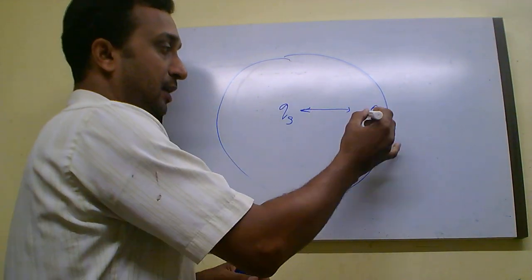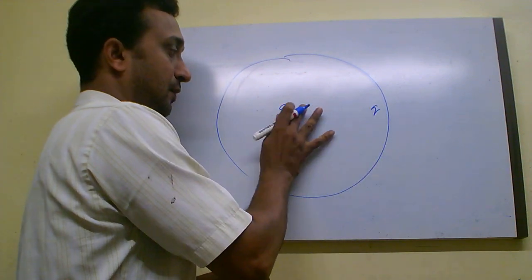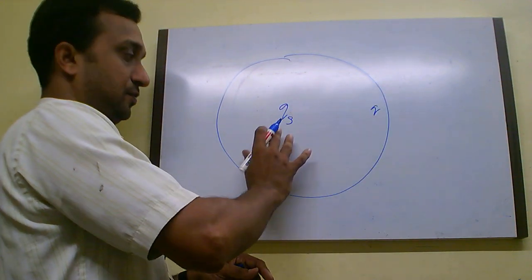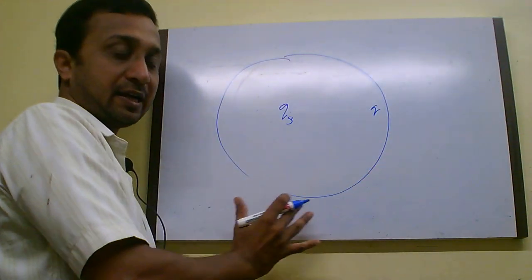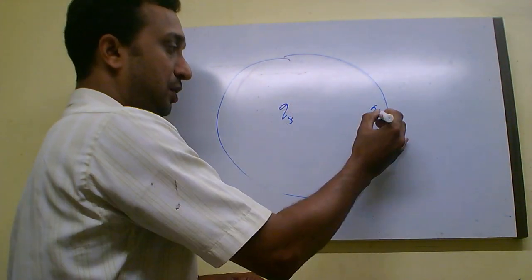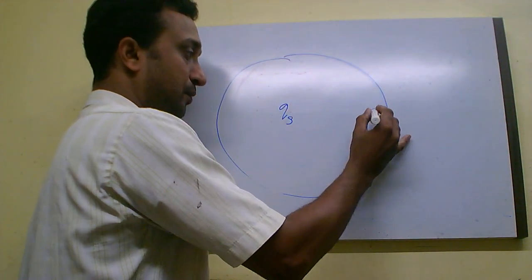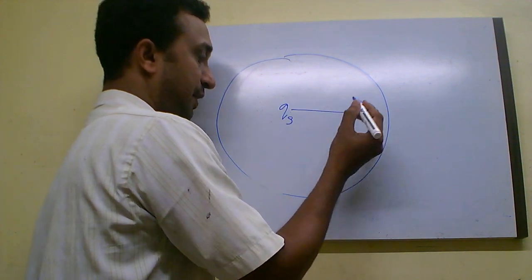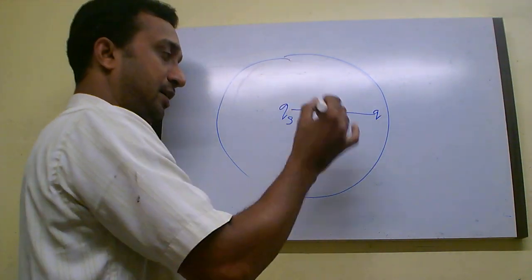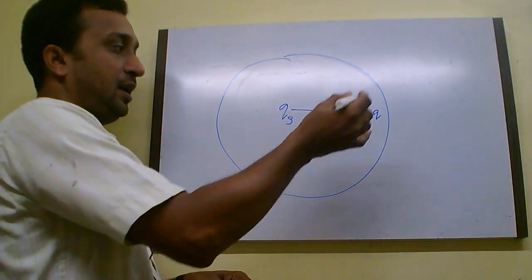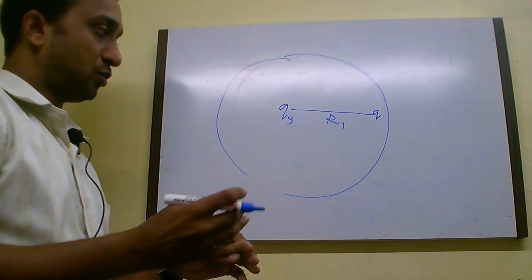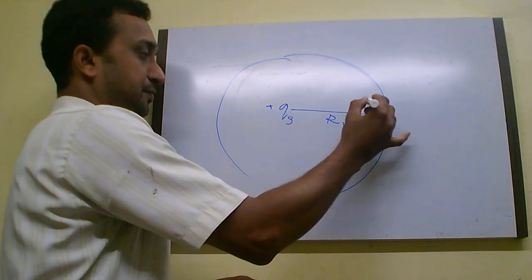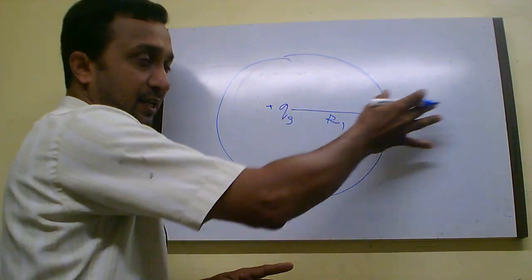For example, if I am keeping a charge near the source charge, and the source charge has already created an electric field around it, assume I am keeping a charge Q at a distance capital R, let it be R1, away from the source charge. So obviously, both being positive, it will experience a repulsive force.